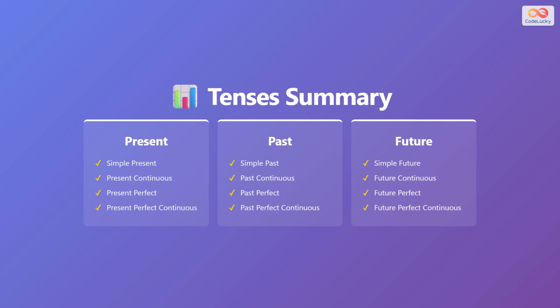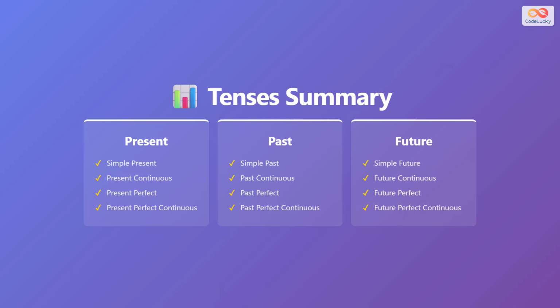Let's summarize what we have learned. There are 12 English tenses divided into 3 main groups. The present group includes simple present, present continuous, present perfect, and present perfect continuous. These tenses describe actions happening now or recently.